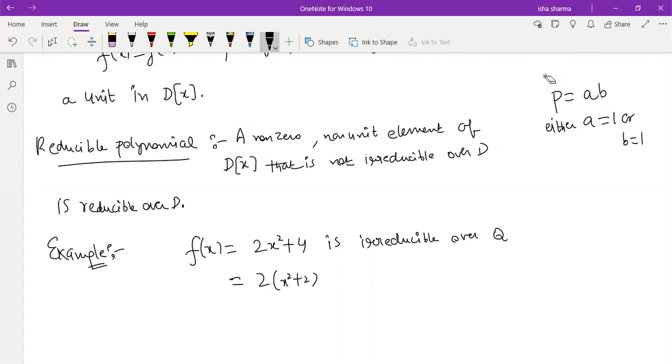So when you do this factorization, if I call this g(x) and h(x), so my g(x) is 2, and what is g(x)? Is it a unit element over rationals?